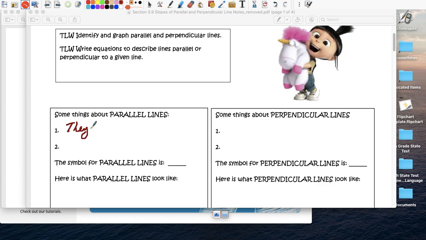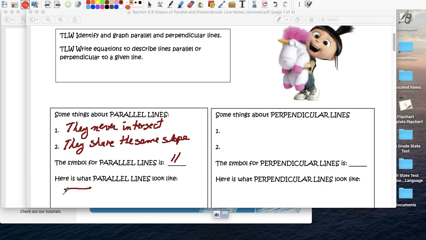They never intersect unless they're on top of each other. Yeah, they never intersect and they share the same slope. The same slope, and that's key today. What's the symbol for that? Right here. Parallel lines. A little drawing there. Two parallel lines. Another set of parallel lines.